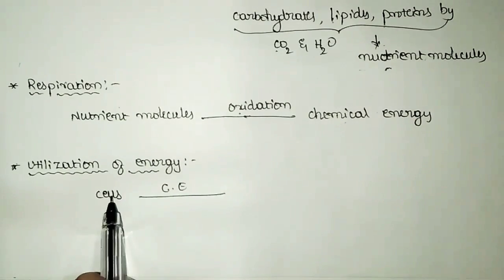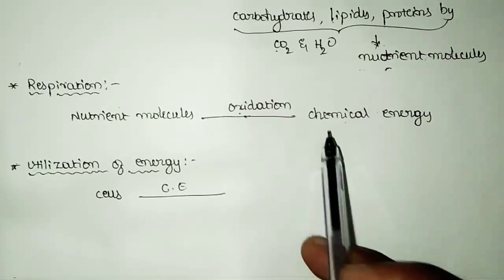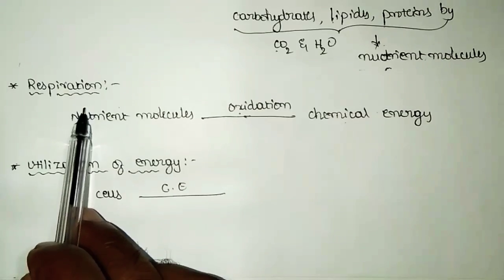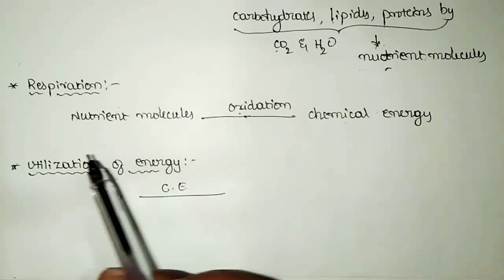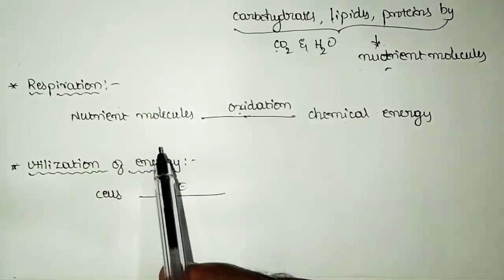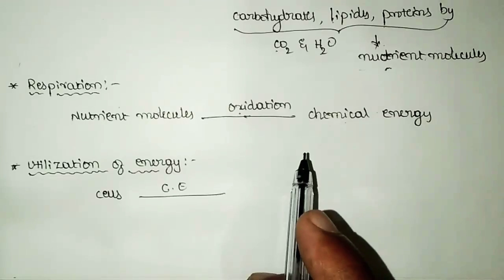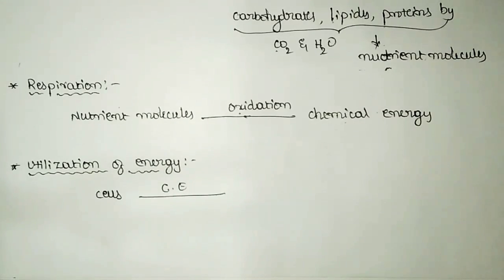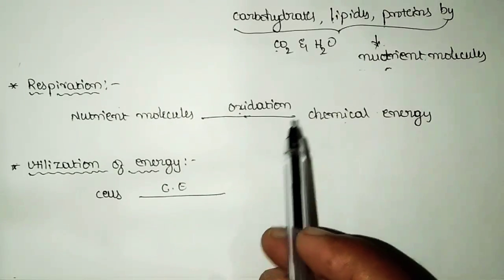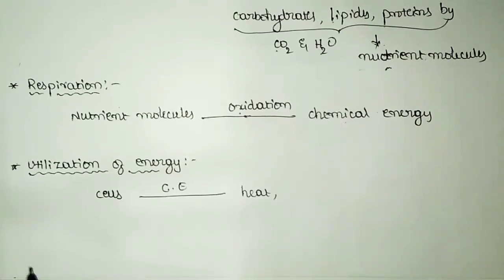After performing the cellular activities, we can't say that the whole amount of chemical energy produced in the stage of respiration may come for use, that is, for the performance of work by the cells. So some amount of energy may remain unavailable, and that energy will be released to the surroundings in the form of heat. So this is the utilization of energy by the cells.